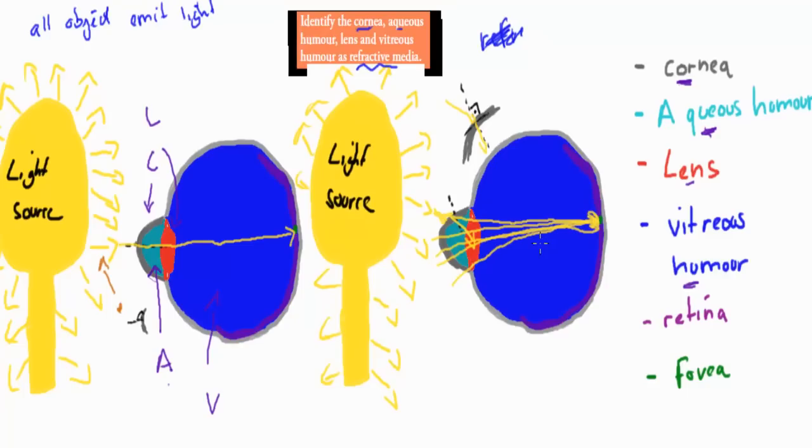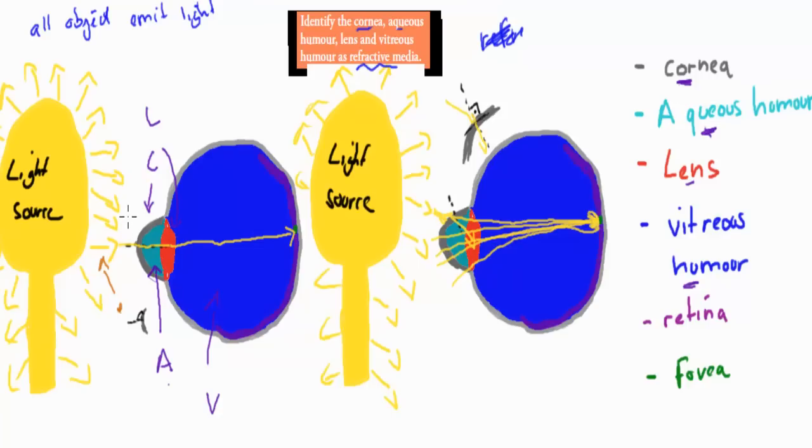Just remember that the way refraction works means light will be bent as long as we have some kind of refractive media that can make sure that bending occurs. And the refractive media are the cornea, the vitreous humor, the lens, and the aqueous humor. Those four, the ones I've labeled here, are the ones responsible for helping with this.